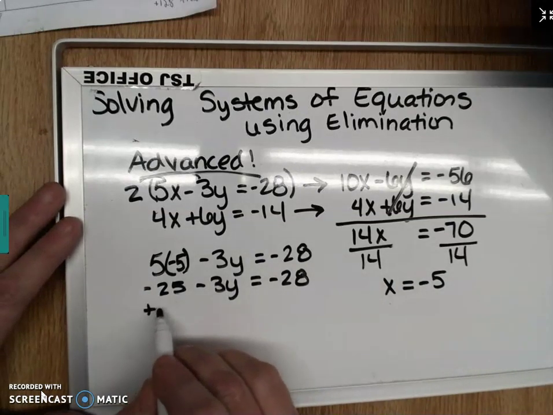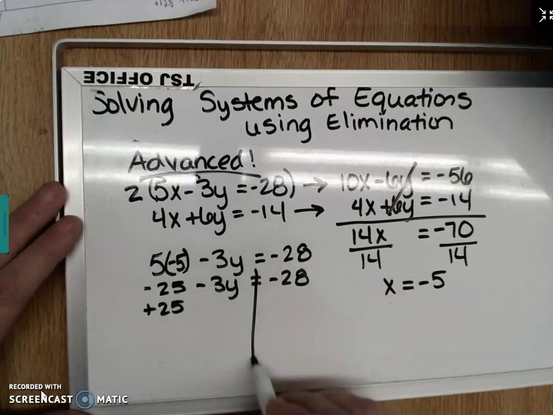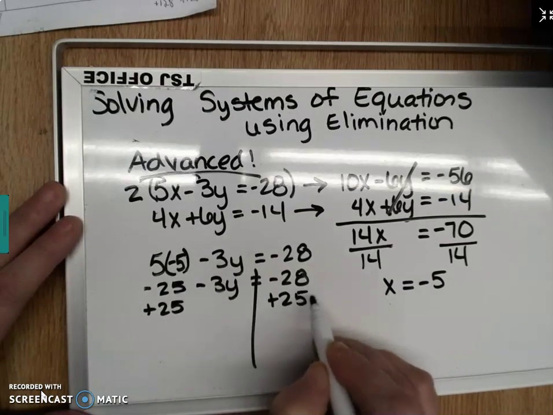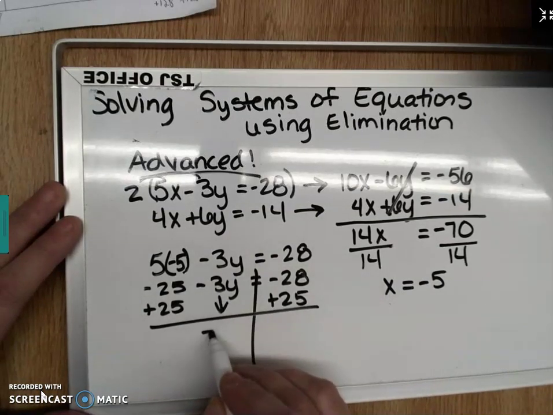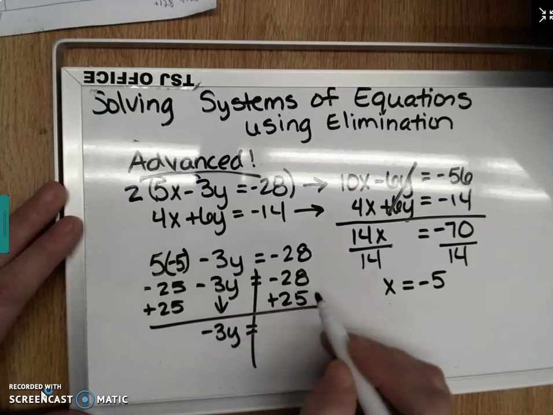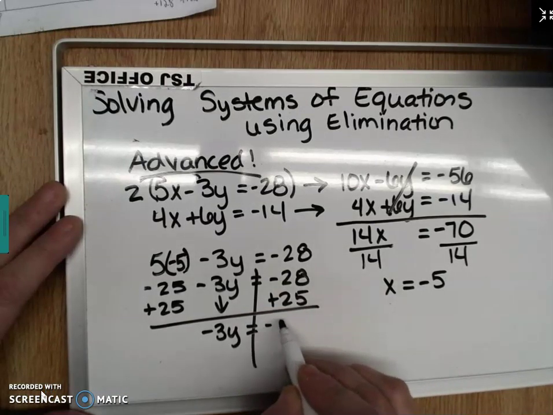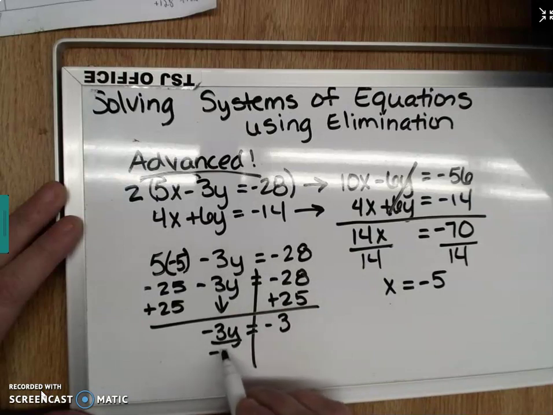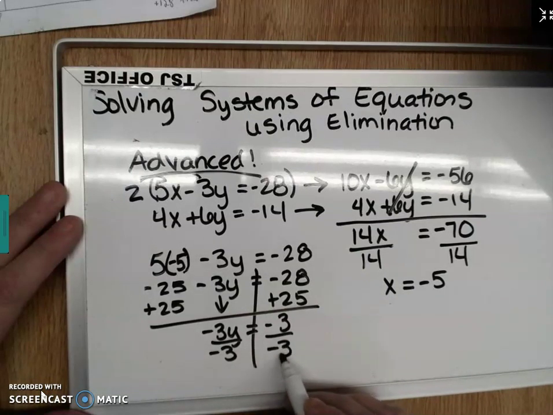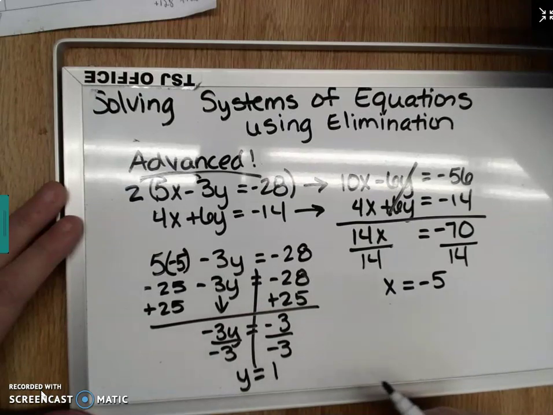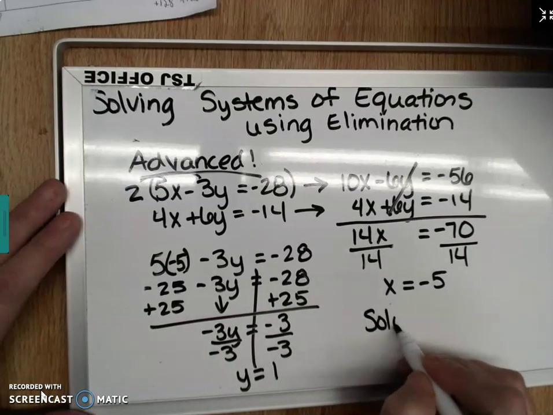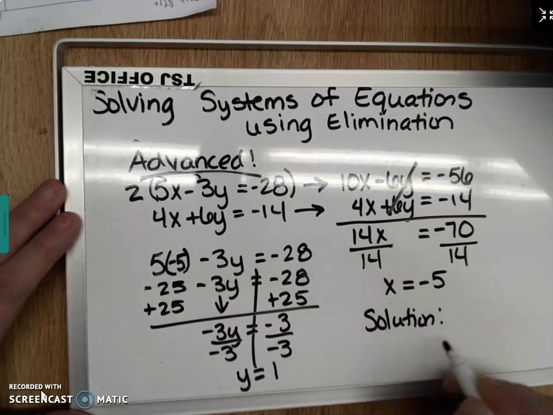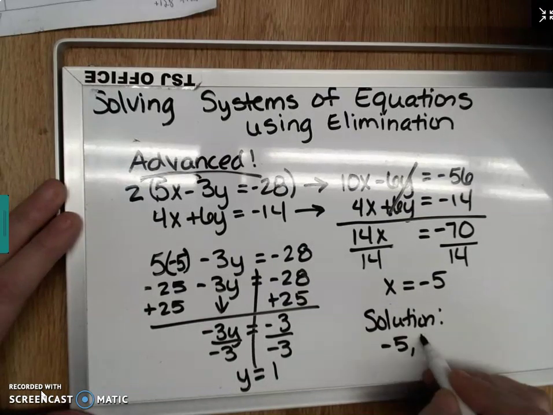I'm going to add 25 to both sides. Bring down the negative 3y, and negative 28 plus 25 gives me negative 3. And I can solve the rest of the equation by dividing by negative 3, and I get a y value of positive 1. That means my solution for this equation is the point negative 5, 1.